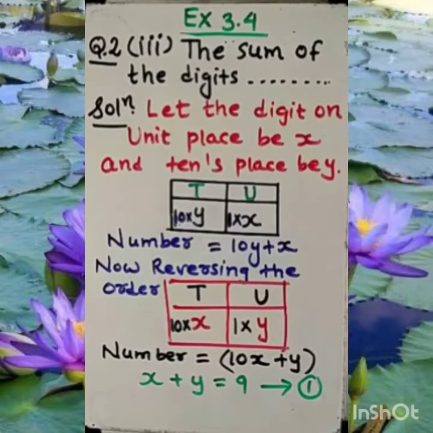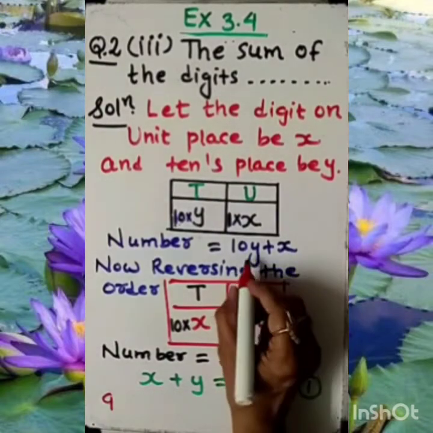Now in the second line we are given that 9 times this number is twice the number obtained by reversing the order of the digits. Let me explain this sentence again. 9 times this number. This number means which number am I talking about? The original number. So 9 times the original number.